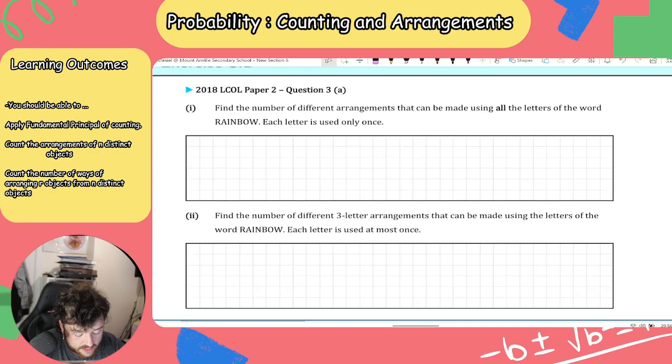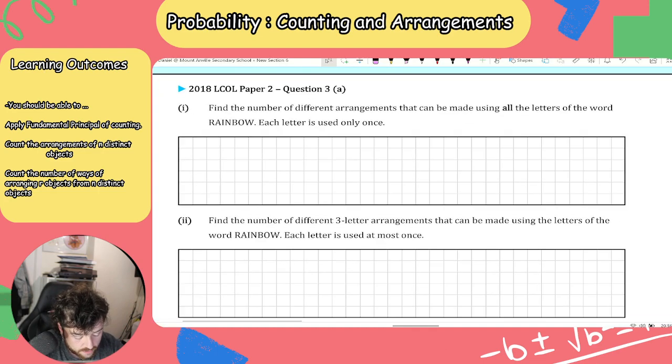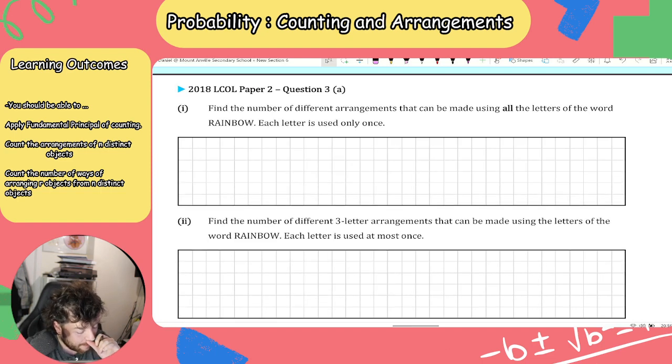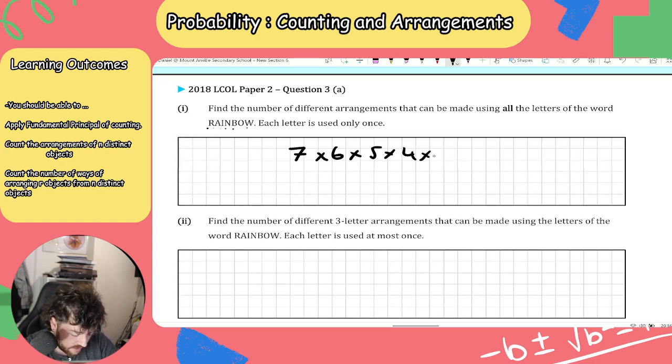Let's look at some questions. This is from the 2018 paper. Find the number of different arrangements that can be made using all the letters of the word rainbow. Each letter is only used once. So 1, 2, 3, 4, 5, 6, 7, the 7 letters in the word rainbow. So I have 7 options for the first space, then 6, then 5, then 4, then 3, then 2, then 1, which is 7 factorial.